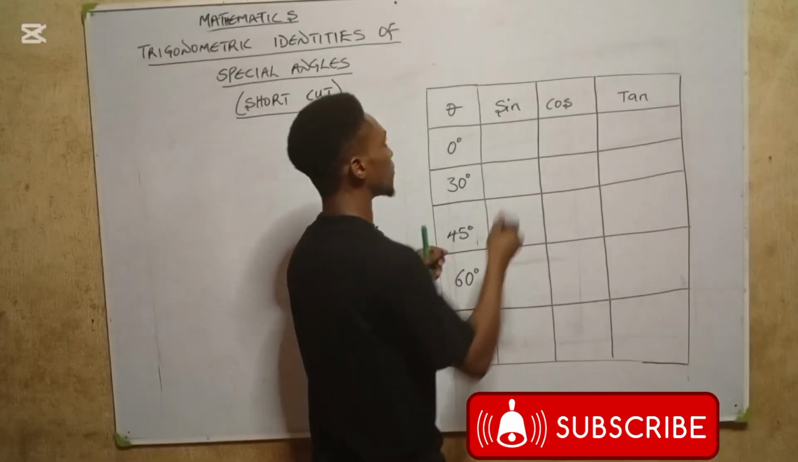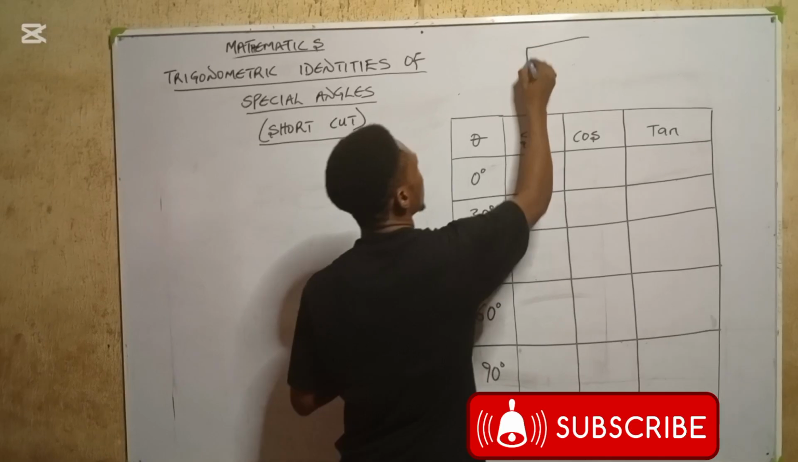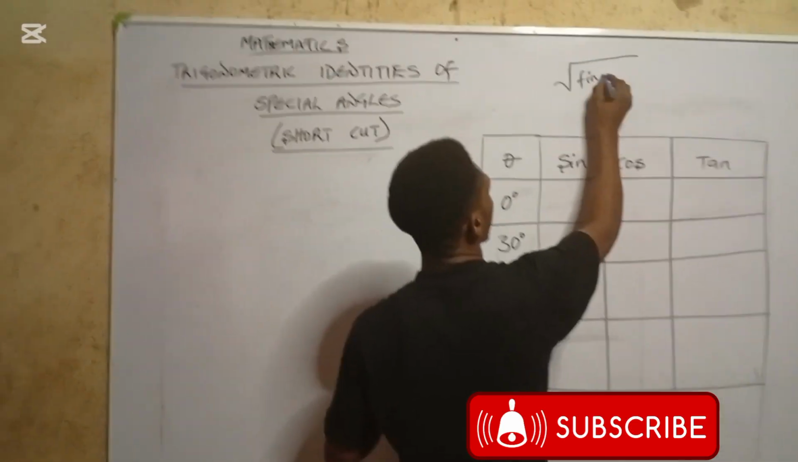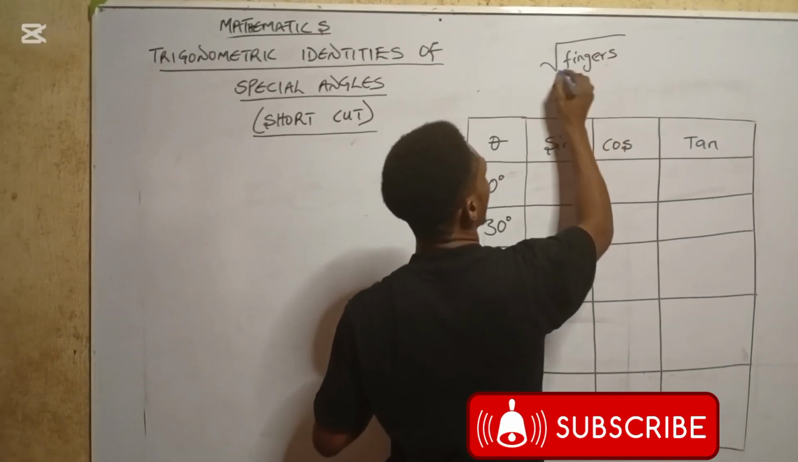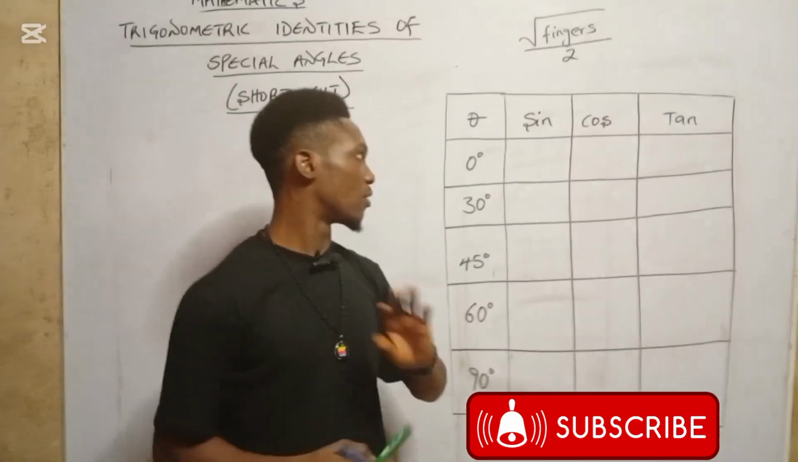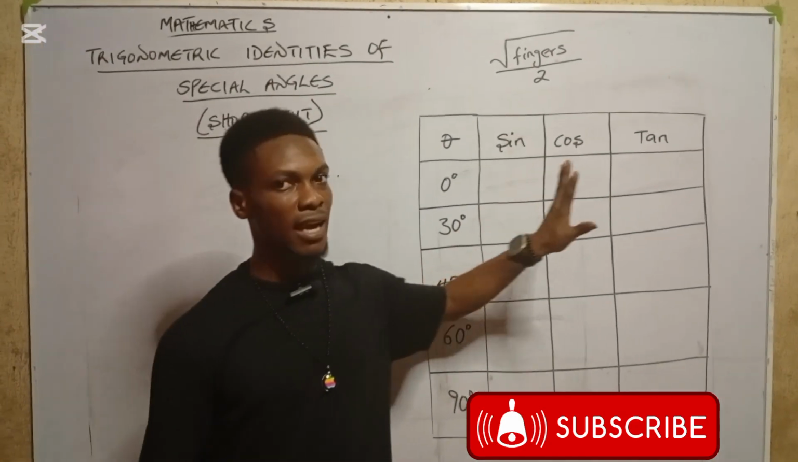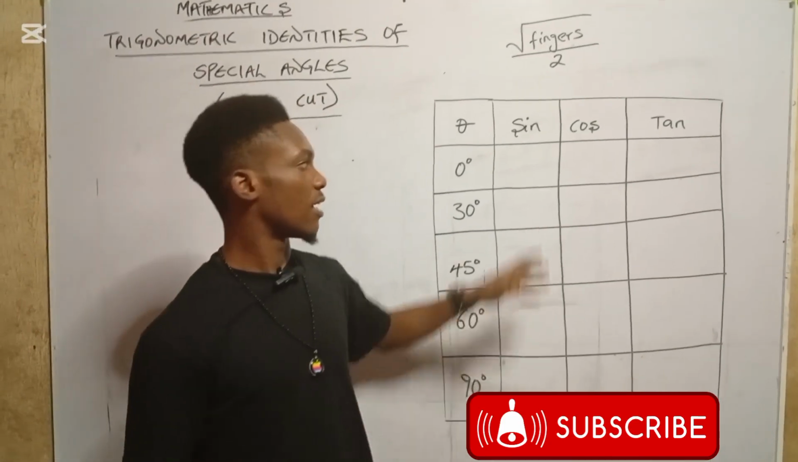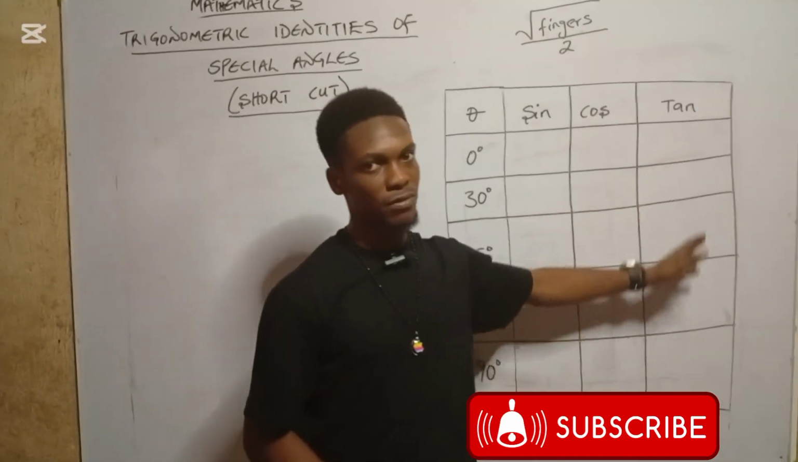Now we are working with this formula. Square root of fingers all over 2. So I'll be taking sine and cos at the same time. Then after filling sine and cos, we come back to fill our tan.